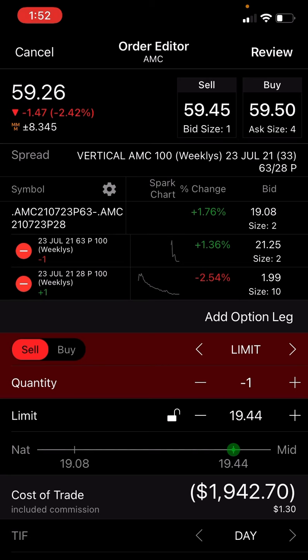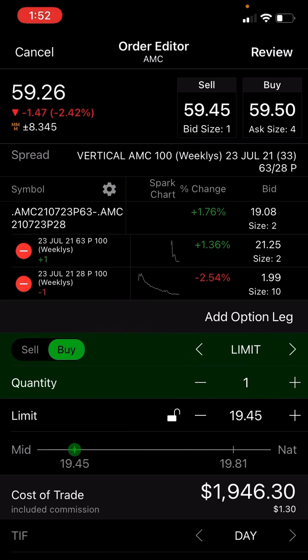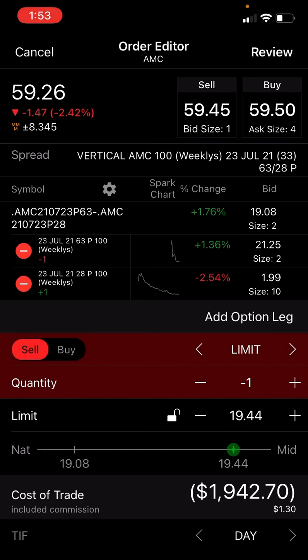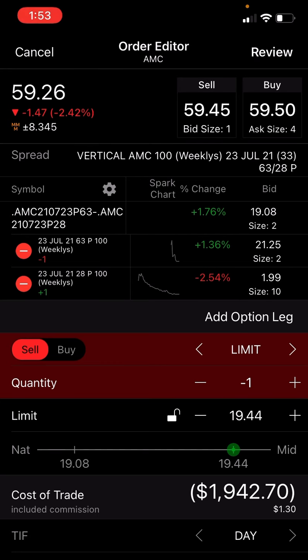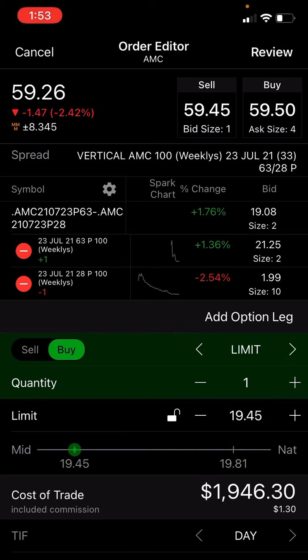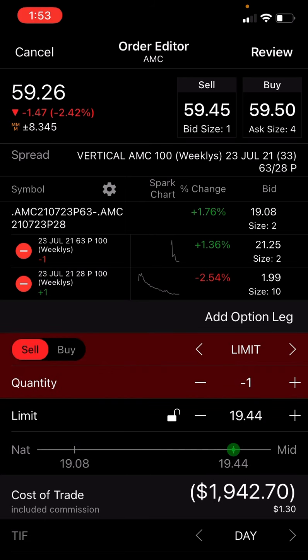If I were to buy, I would have turned it to buy. Now I have to pay. See, cost of trade, I have to pay $1,946, okay? If I sell it, I receive. Doesn't mean I'm losing. I'm receiving $1,942, okay? Remember, I'm buying, that's a debit. I'm selling something I don't have, that's a credit, all right?